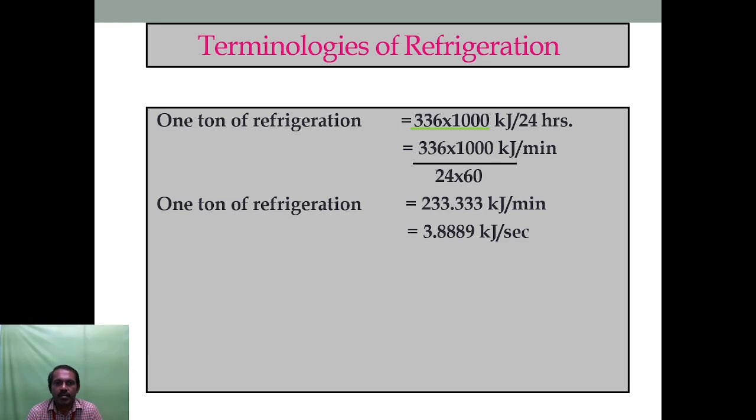Now a calculation of 1 ton of refrigeration. 336 is the latent heat of ice, multiplied by 1000, for 24 hours. So 336 into 1000 divided by 24 into 60, where the 60 converts hours to minutes. Finally, 1 ton of refrigeration is 3.8889 kilojoule per second.